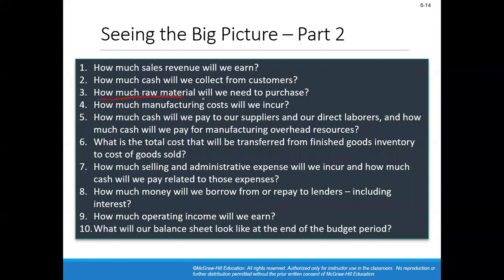How much raw material will we need to purchase? It is from the purchase budget, but again, it will also help me to know the direct materials budget, how much raw material we need to collect or procure. Okay. So as we discussed, the sales budget will help us answer this question: how much sales revenue will we earn?